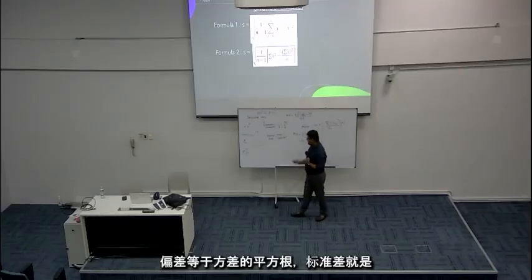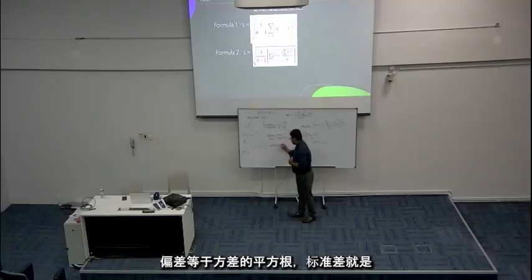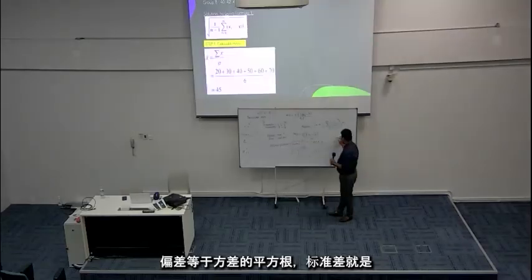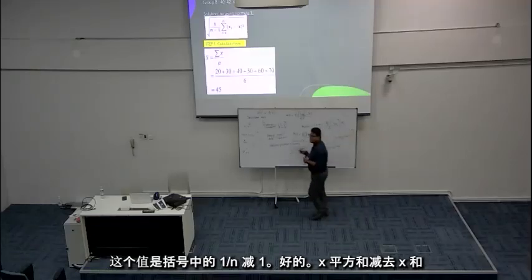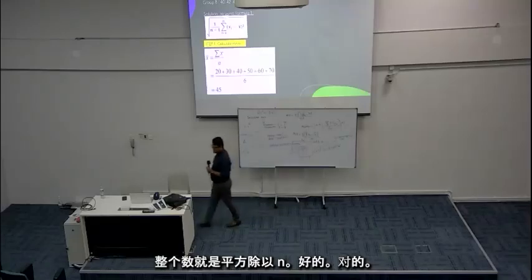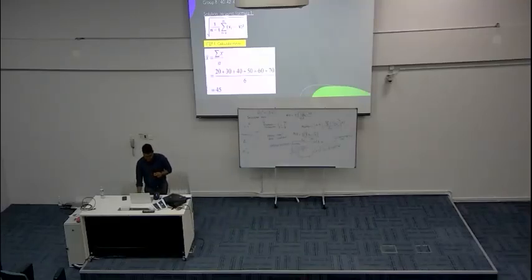Okay, the standard deviation will be equal to the square root of variance, whereby you get this value: 1 over n minus 1 in bracket, summation of x square minus summation of x, the whole thing squared, divided by n. Okay, right.